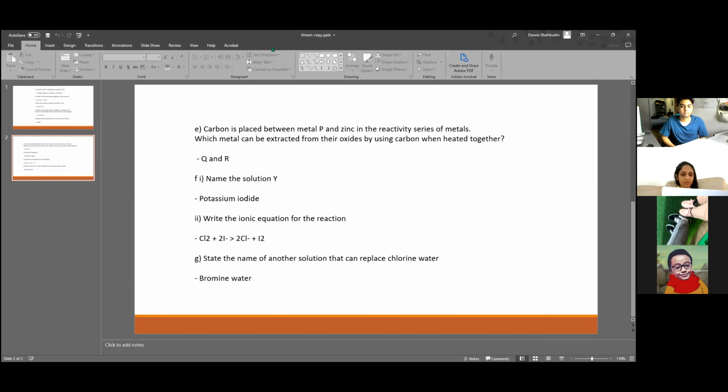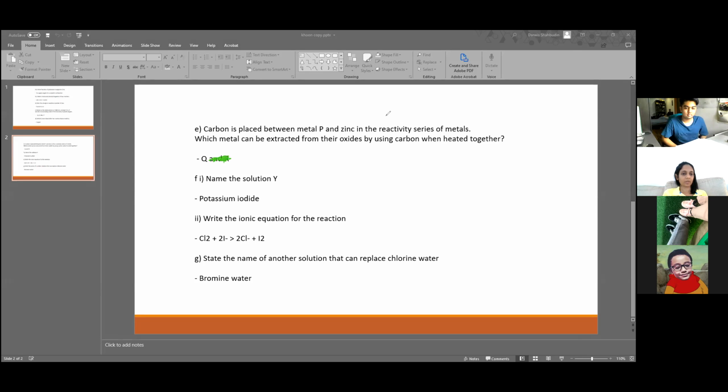For E, carbon is placed between metal P and zinc in the reactivity series of metals. Which metal can be extracted from the oxides by using carbon when heated together? Q, because metal Q is placed below carbon in the reactivity series, so carbon is able to displace the metal from its metal oxide. Correct.